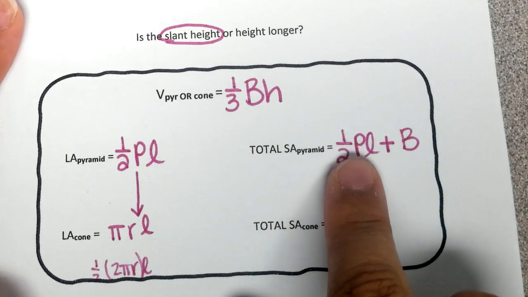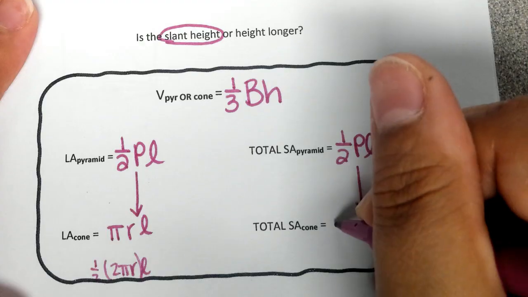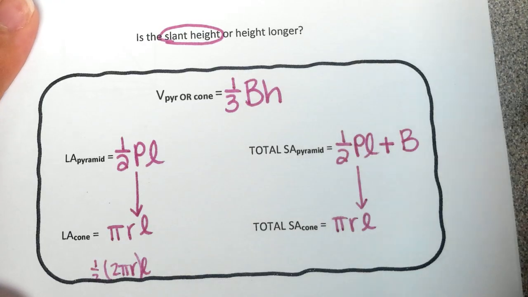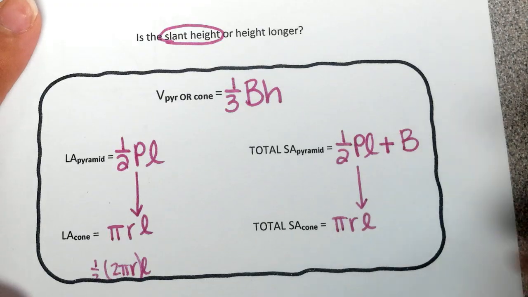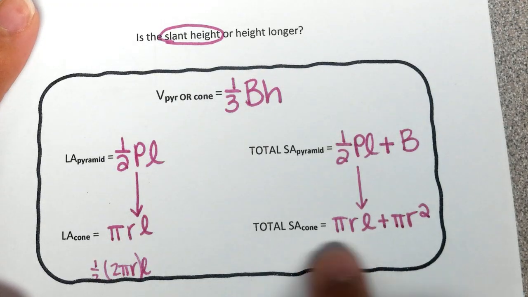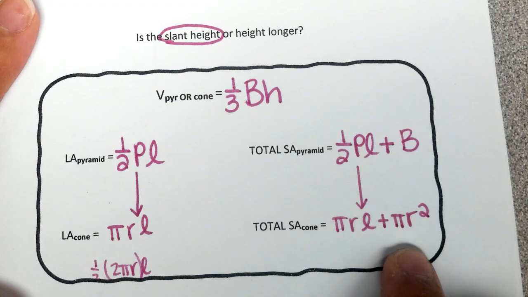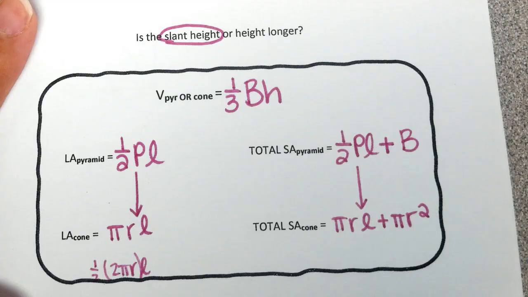Same thing here. We have 1/2 PL. What do we know 1/2 PL is? Pi r l. And what is big B for a cone? What is the area of the base for a cone? Pi r squared. Are you going to need to memorize this right here? No. If you memorize these up top, you're good. Okay? All right, open up.